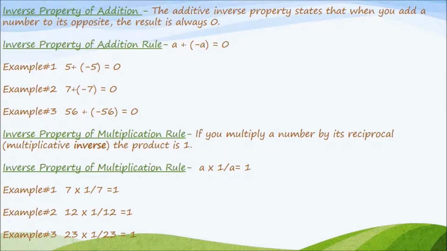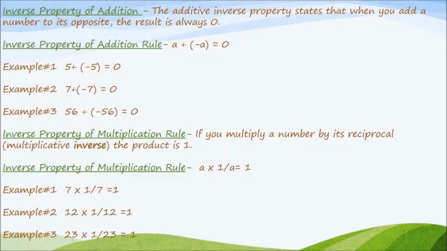Okay, let's talk about the inverse property of addition. The additive inverse property states that when you add a number to its opposite, the result is always zero. The inverse property of addition rule states that if you add a plus a negative a, it equals zero. Example 1. If you add 5 plus a negative 5, it equals 0. Example 2. If we add 7 plus a negative 7, it equals 0. Example 3. If we add 56 plus a negative 56, it equals 0.